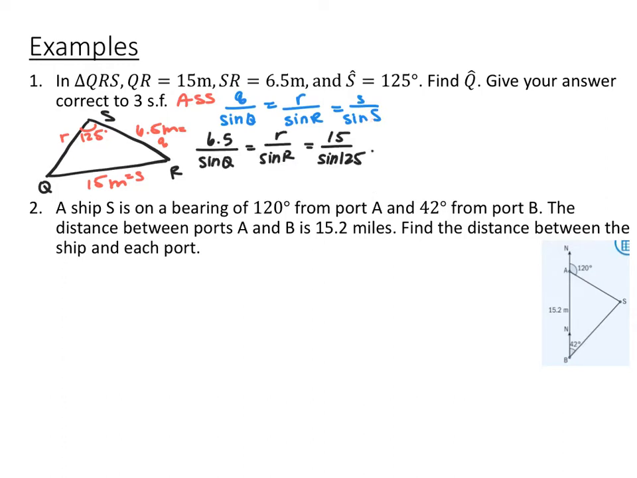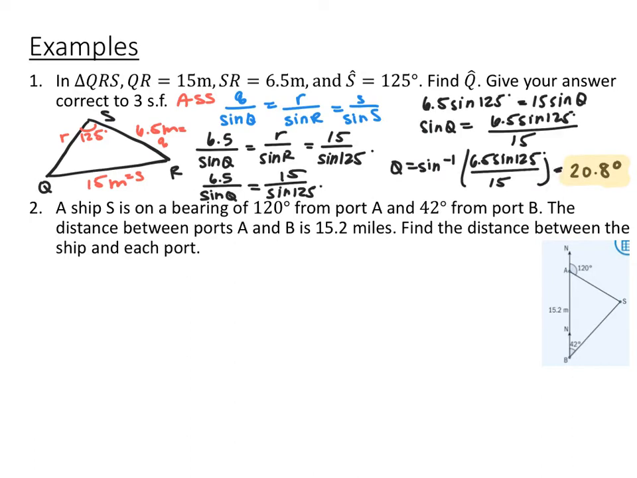If we plug in what we know, side q is this side SR, so that's 6.5, and we don't know angle Q. We don't know side r or angle R. And then side s is this side QR, which is 15, and angle S is 125 degrees. So now you have these ratios here, and one of them is only missing one piece of information, and one of them is complete. So you can use these two ratios to solve for angle Q. Go ahead and pause the video and solve for angle Q.